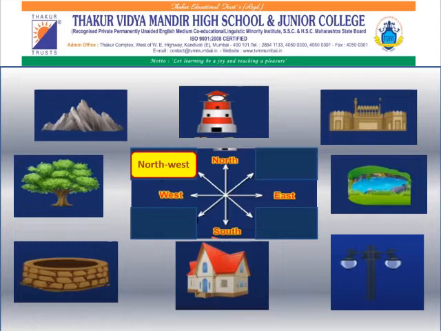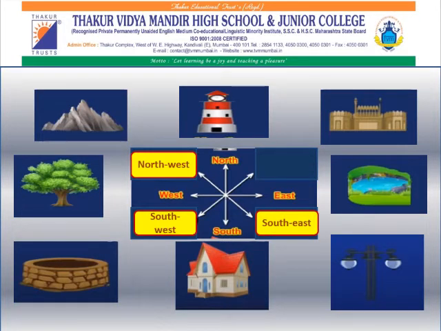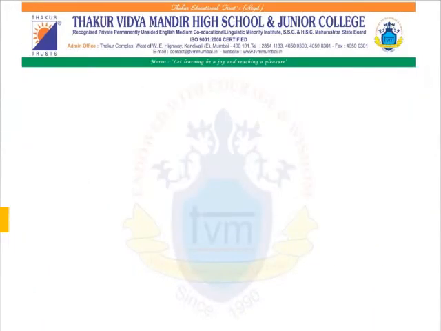Moving towards the well, it lies between the two main directions, that is south and west. So, the subdirection will be south-west. The street light also lies between the two main directions, that is south and east. So the subdirection of the street light will be southeast. Moving towards the fort, the two main directions are north and east, and the subdirection is northeast. Students, this is how with the help of main directions we are able to find out the subdirections.